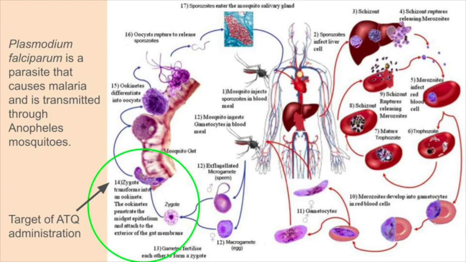Moving on, we have the development of the parasites. You can see on this slide the target of ATQ administration: uninfected female mosquitoes, mosquito bites, and an infected human host. And then to move on, the mosquito absorbs gametocytes from the human host, which go into the stomach of the mosquito. And gametocytes merge and turn into an ookinete, which turns into a cyst on the stomach wall of the mosquito.